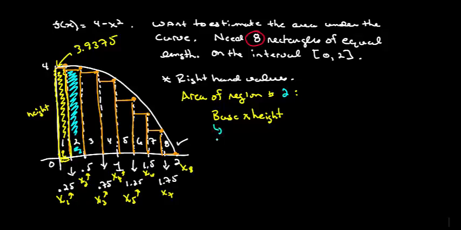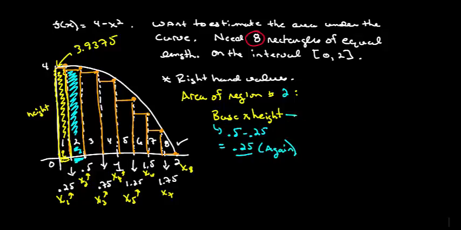So the base length here is, again, 0.25 because it's 0.5 minus 0.25. So the length of the rectangle, the base of it, is 0.25. So that's delta x. And that's going to be the same throughout. So I'm putting here that it's, again, delta x. Okay, now that's written a little bit nicer there.